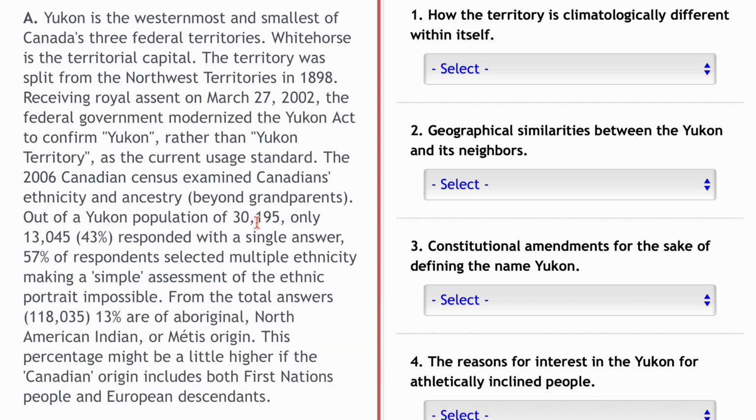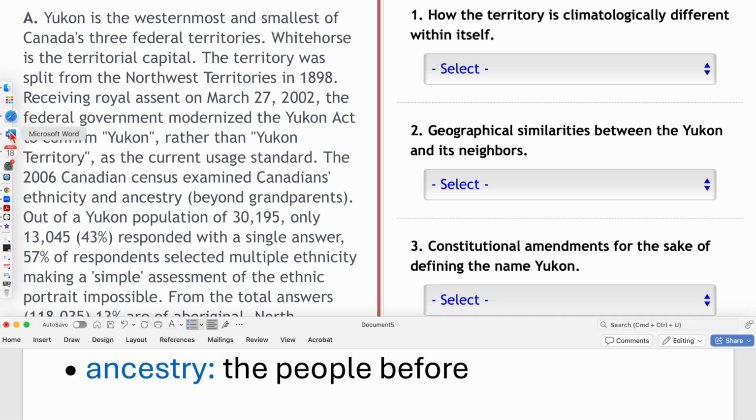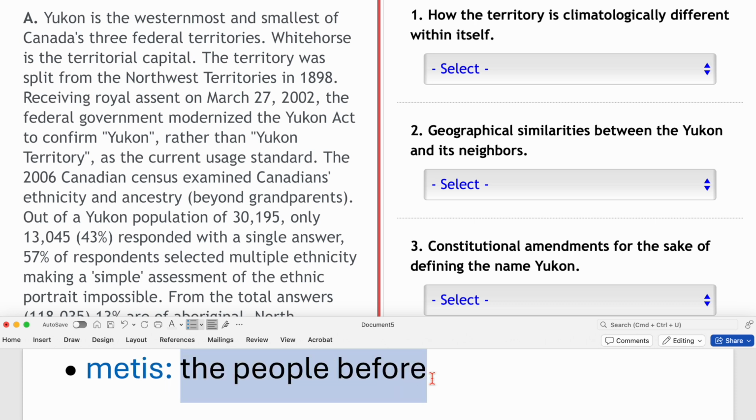So it says they did a census about Canadians in the Yukon, and out of a Yukon population of 30,195, only 1,345 or 43% responded with a single answer. 57% of respondents selected multiple ethnicities, making a simple assessment or evaluation of the ethnic portrait or ethnic picture impossible. Too many different ethnicities. From the total answers, 118,035, 13% are of Aboriginal, North American Indian, or Métis origin. Those are some native races here in Canada. Métis is very common. Métis means mixed, a mixed race.